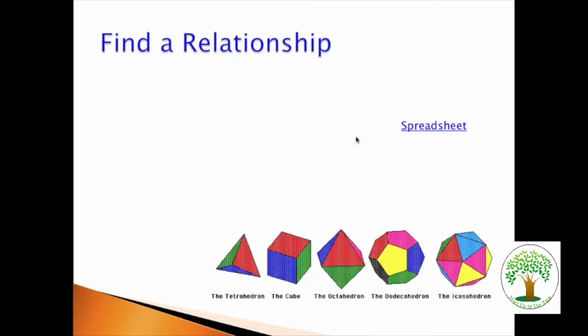All right. Now we're going to find some relationships. There is a pattern. So you need to have your shapes out. You need to have a tetrahedron out. You need to have a cube. You need to have an octahedron, a dodecahedron, and your icosahedron in front of you. Don't worry about your pyramids and your cones and cylinders right now.